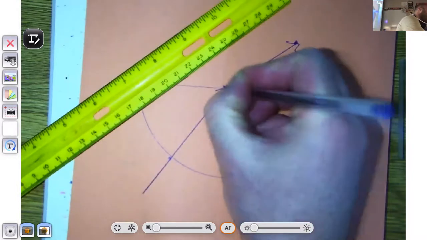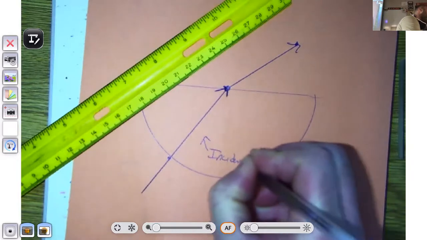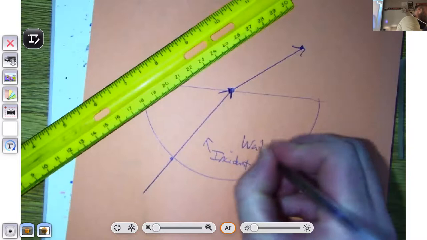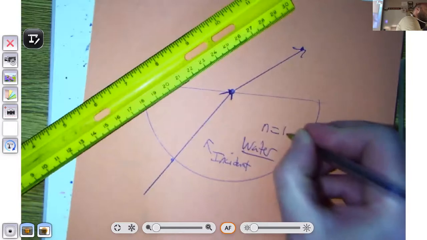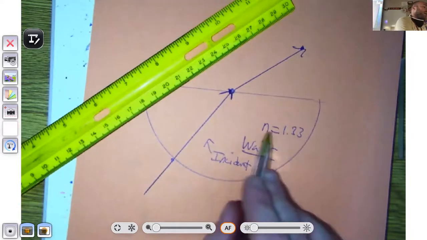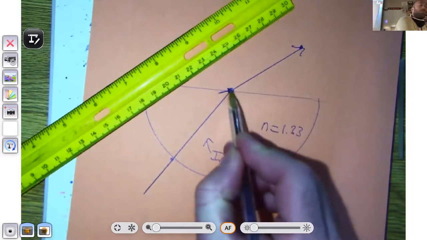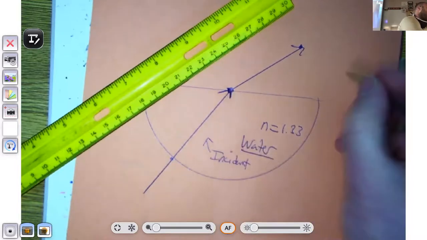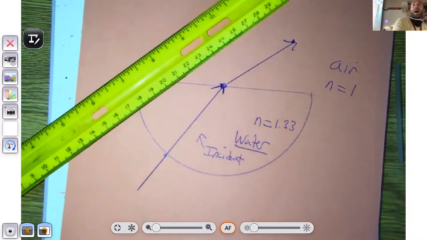Now, I want to see what happens. This is my beam of light. This is my incident light ray. So we are traveling through water. Water from our table has an index of refraction of 1.33. That is an experimentally determined quantity. For water, it tells us the optical density of water. It's 1.33. When it gets to this boundary condition, we're going from water into air, and air has an index of refraction of about one, right? It's 1.00029, which is one.